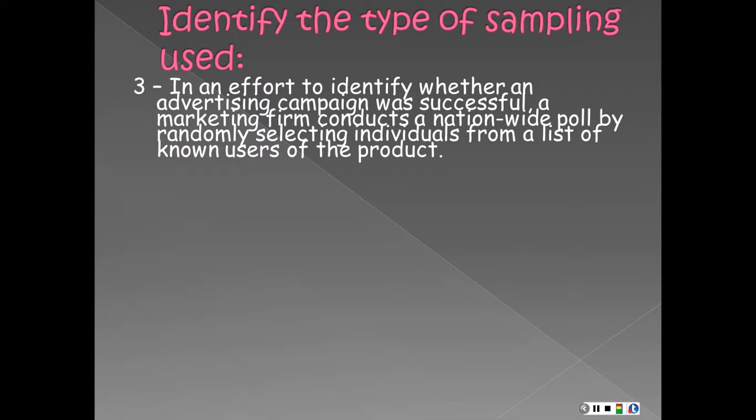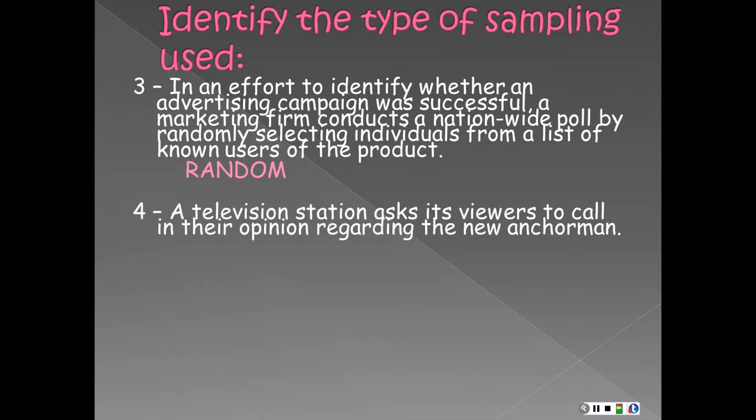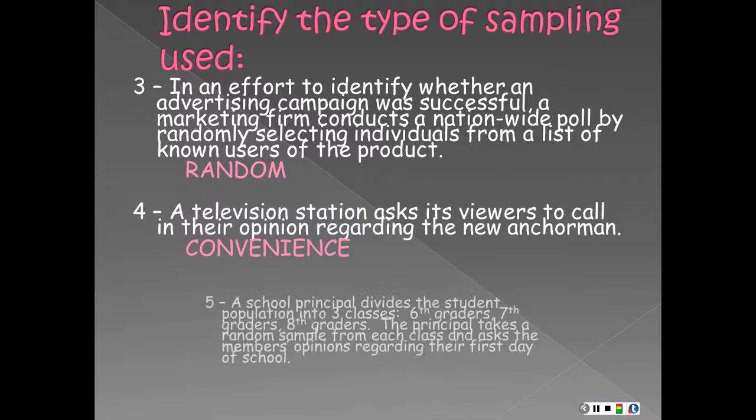In an effort to identify whether an advertising campaign was successful, they conduct a nationwide poll of randomly selected individuals from a list of known users. That one will be random. It tells you in the problem that they randomly select them, so every user of the product on the list has the same chance of being chosen. If you're asked to call in regarding your opinion on the Anchorman, that's convenience. It's something that's easy to obtain. Everybody can call in and say yes, they like the new Anchorman, or no, they do not.